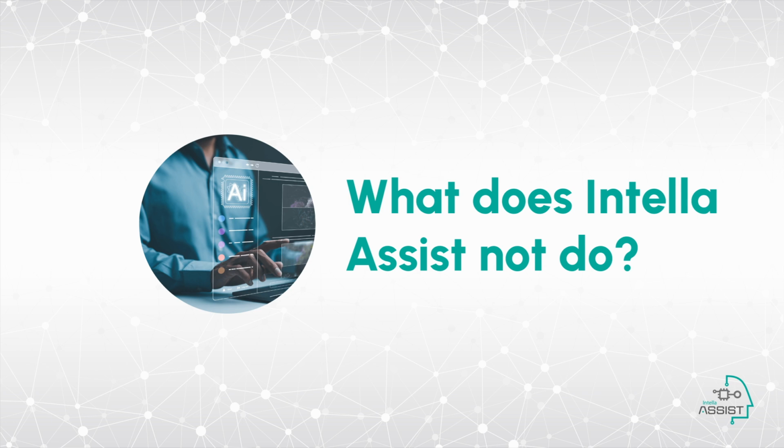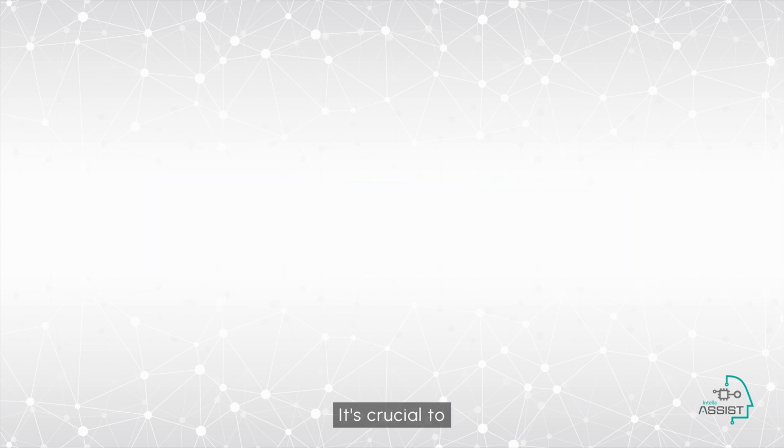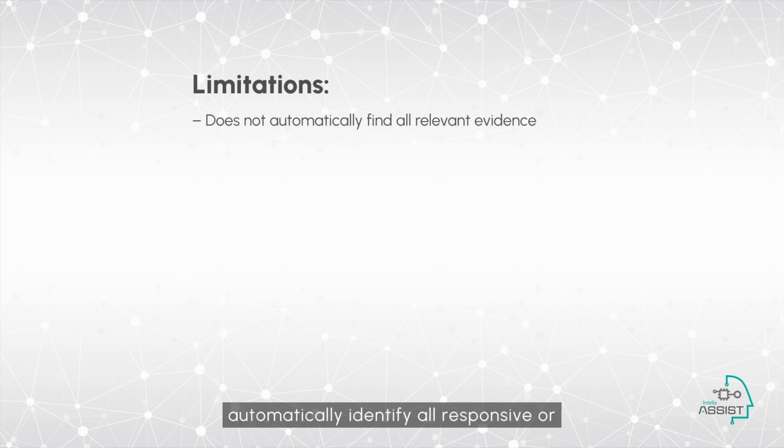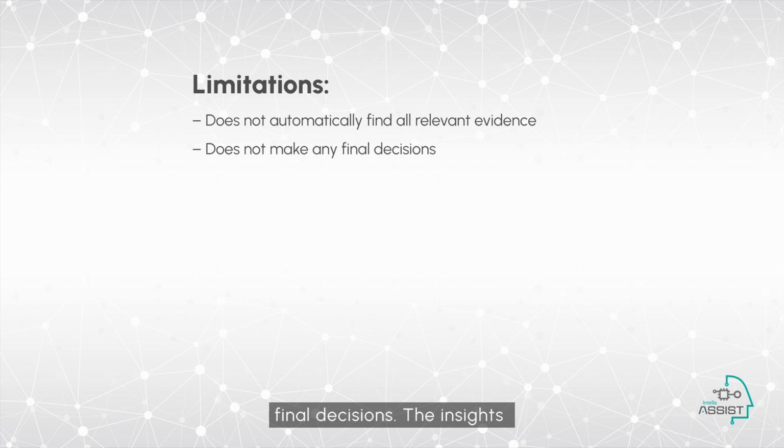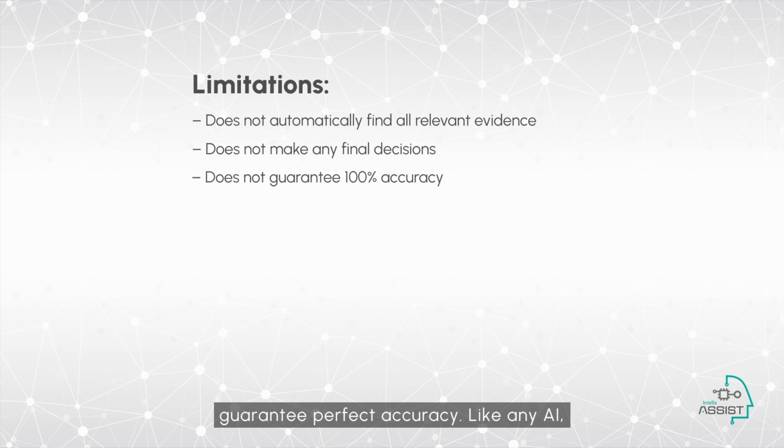What does Intella Assist not do? It's crucial to understand Intella Assist's limitations. It does not automatically identify all responsive or relevant evidence. It can assist in surfacing useful information, but a thorough manual review is still essential. It does not make final decisions. The insights and suggestions it provides must always be reviewed and verified by a human. It does not guarantee perfect accuracy. Like any AI, it may misunderstand or miss context. Use its output as a helpful guide, not a definitive answer.